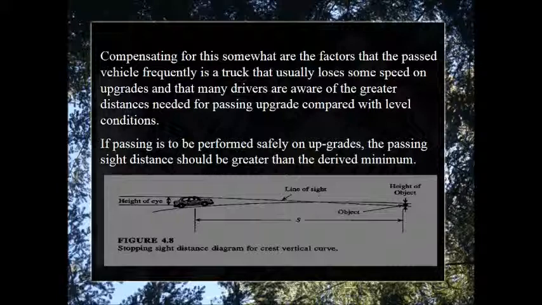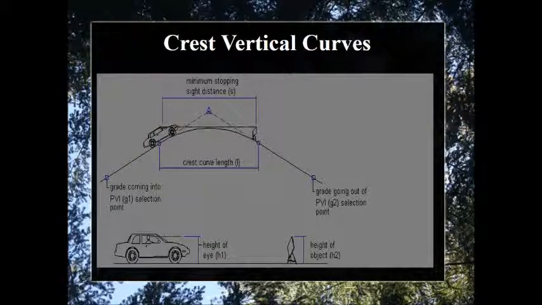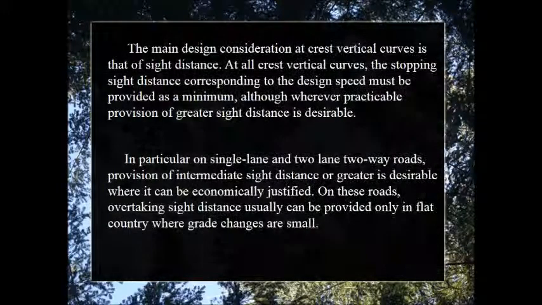Now, we immerse ourselves into the concept of crest vertical curves. The crest vertical curve is a vertical curve having a convex shape in profile and is used for positive grades, or climbing grades. The main design consideration at crest vertical curves is that of sight distance. At all crest vertical curves, the stopping sight distance corresponding to the design speed must be provided as a minimum, although wherever practicable provision of greater sight distance is desirable.